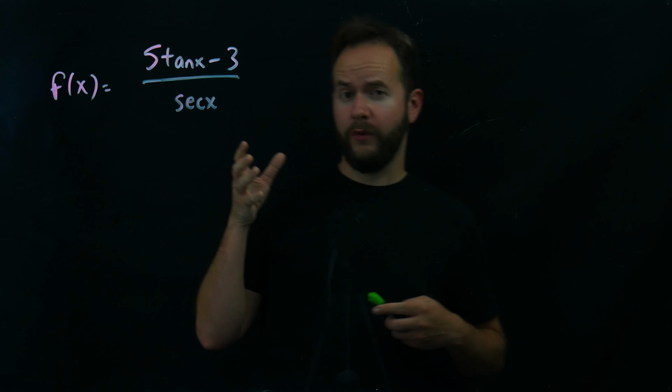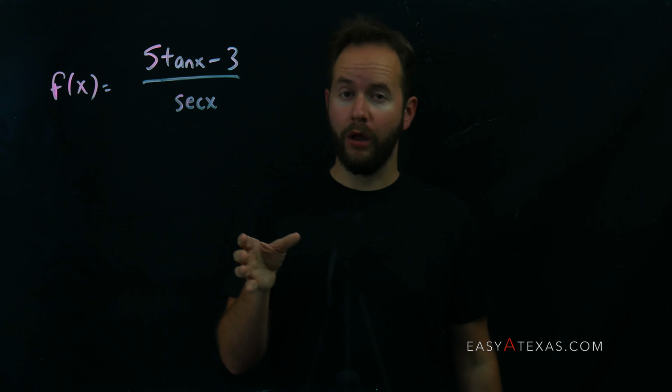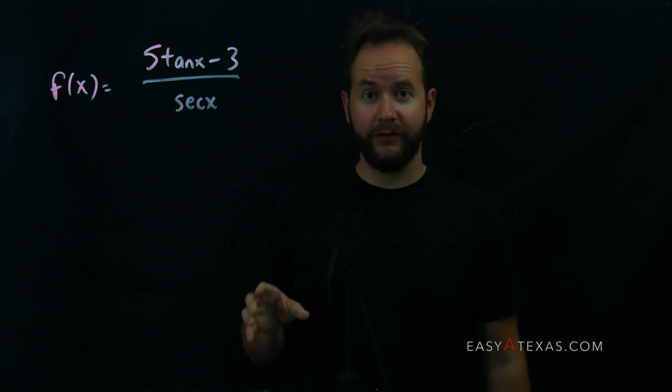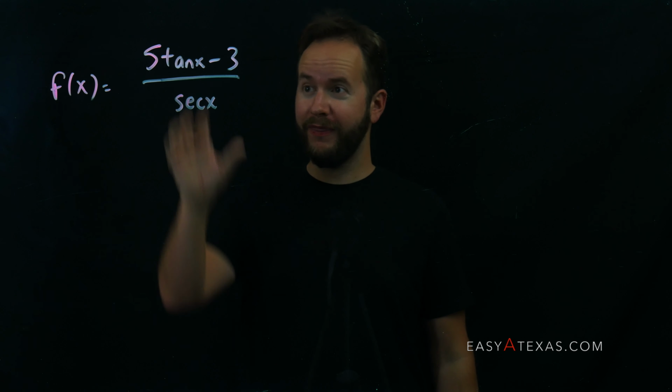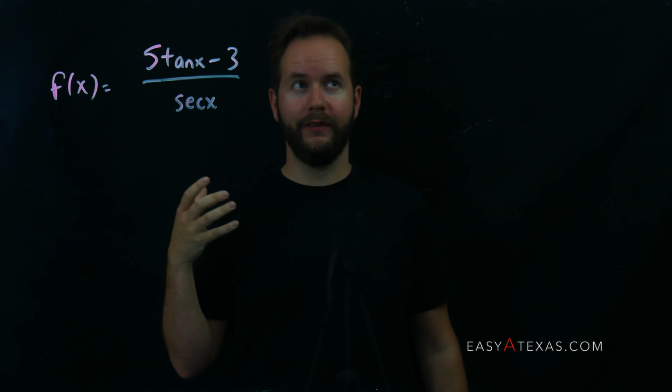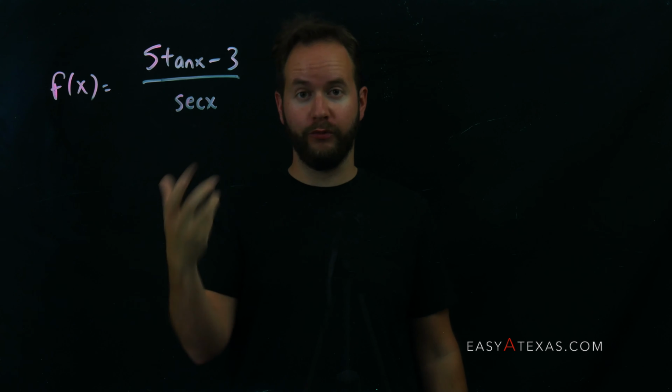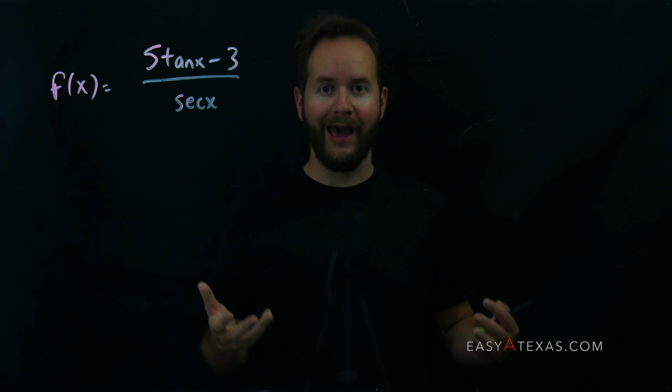You might look at this function and think we need the quotient rule to take the derivative, and you wouldn't be wrong, but there's one problem. The answer choices are all in terms of sine and cosine, but this has tangents and secants in them, and it's going to be a giant mess of tangents and secants when I take that derivative using the quotient rule. So how do I get an answer?